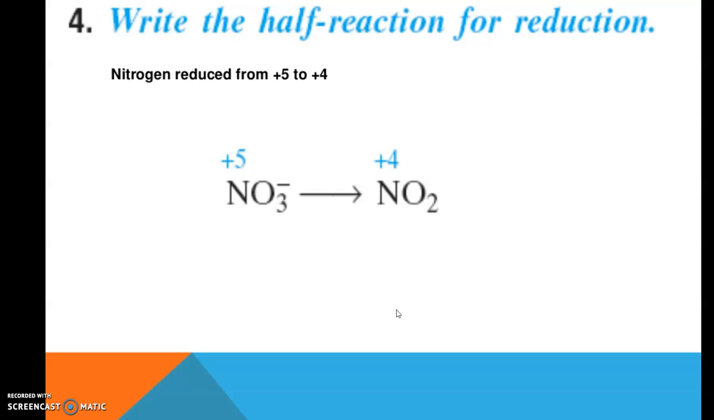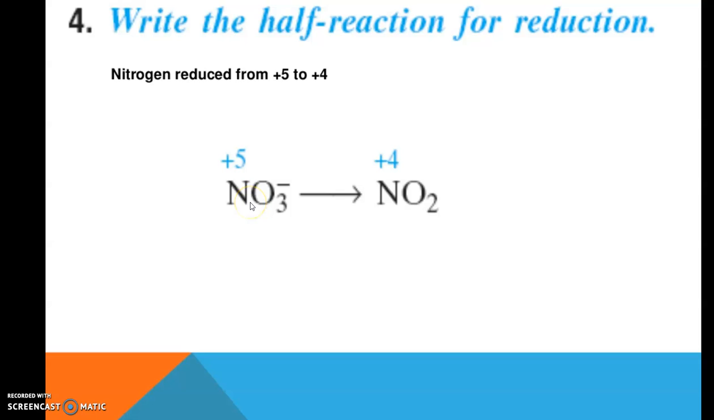So the second method is write the half reaction. So we balanced the oxidation state and oxidation reaction. We will see the reduction with the same steps. Here reduction is nitrogen's case, nitrogen reduced from plus 5.